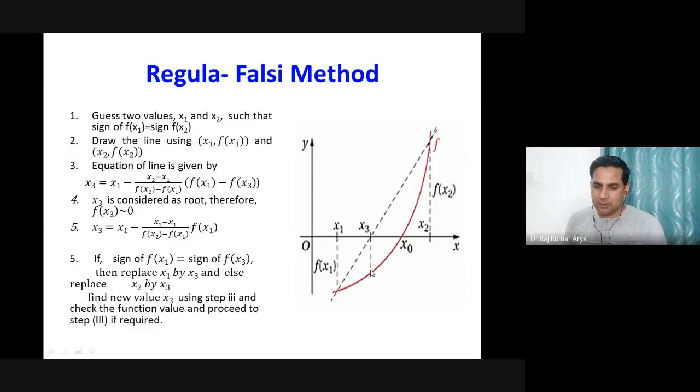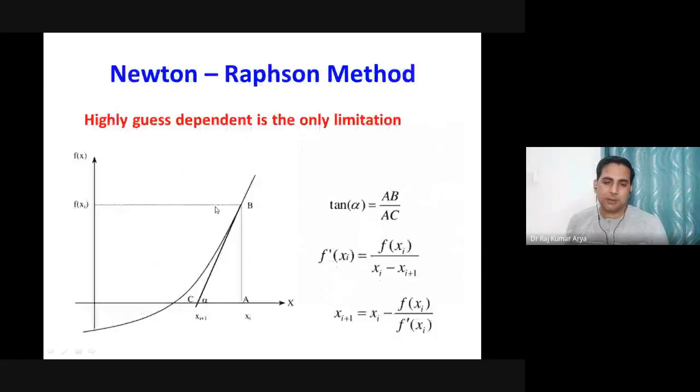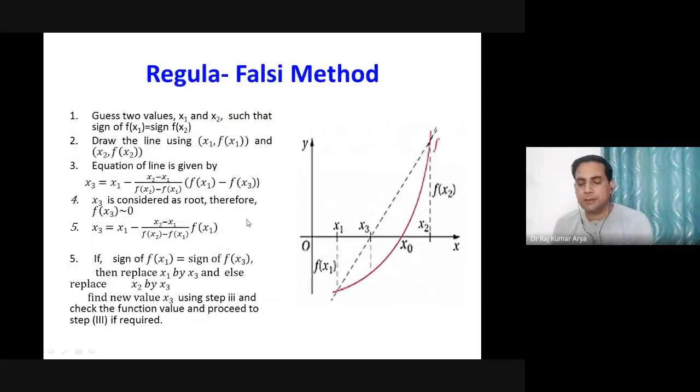Now you will draw the line between this point and this point. So you will come here, the next point would be here somewhere. Then you will move here. Now the next point would be somewhere here. So you are moving close to this root, right? So you are moving at a faster rate as compared to the bisection one. So this is another one, that's fine here, in the regula falsi method.